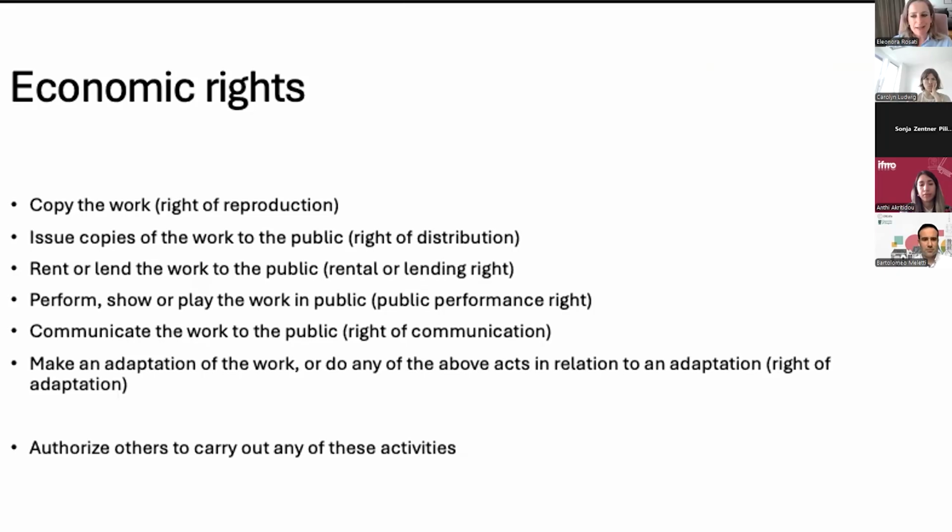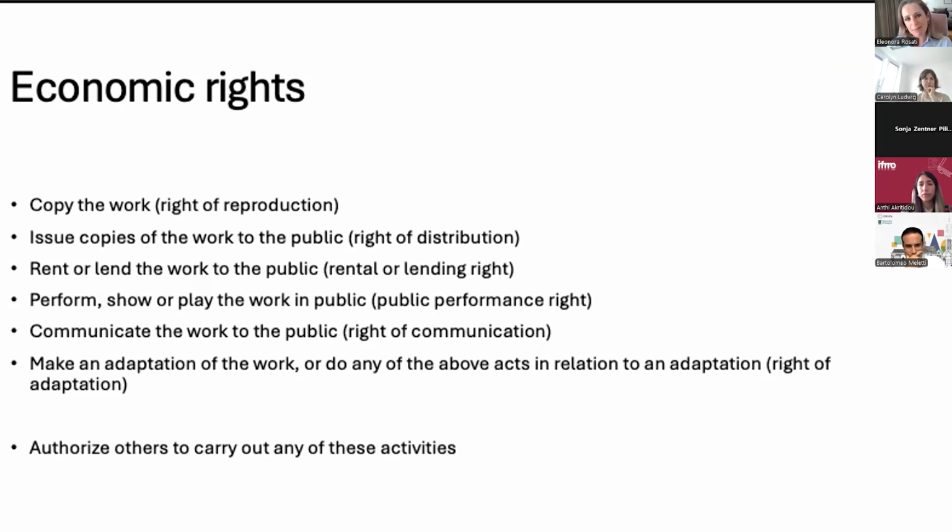Coming to economic rights, there are several of them. Of course, the most basic one is the right to control copies made of one's work, and that is technically known as right of reproduction. Then there is the right to control sales and other distribution of one's work, and that is known as right of distribution. There is a right to control the rental or lending of works.